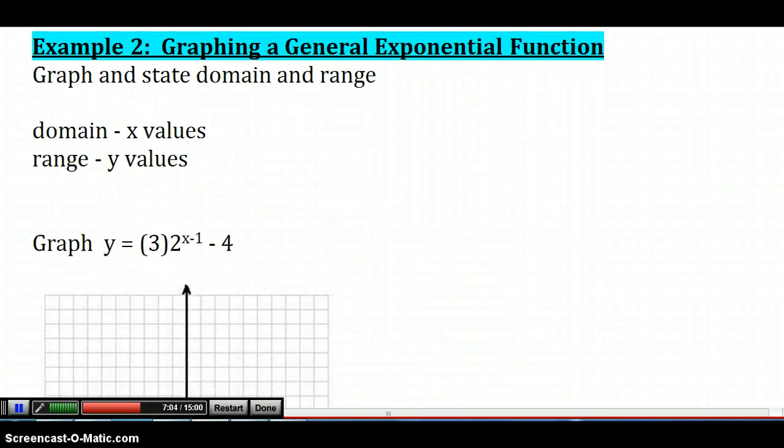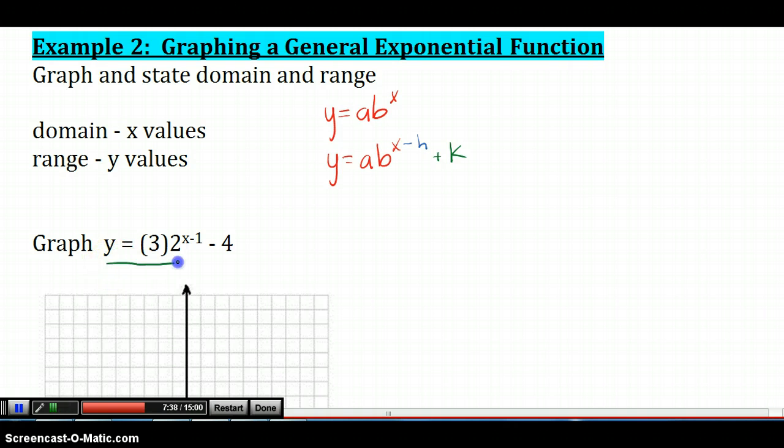Alright, let's look at something that's a little more complicated, and we have to state the domain and the range. Alright, you just learned that exponential functions are in the form a times b to the power of x. We're going to look at something that now looks like y equals a times b to the power of x minus h, plus k. I know, these h's and k's are coming back to haunt you from all the other translations that we did. But this is pretty simple.